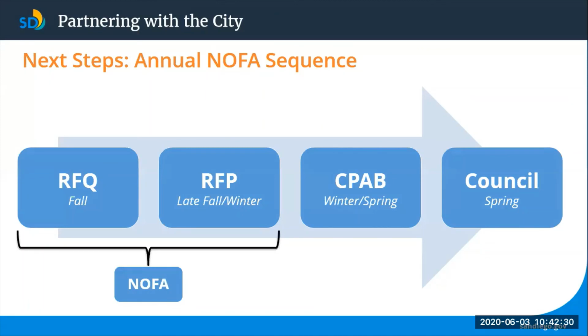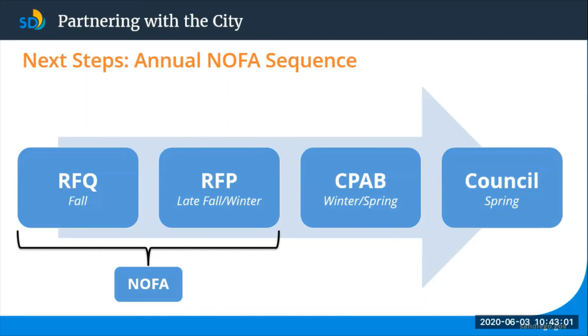So our next steps: we are entering contracts now for fiscal year 21. Contracts will start July 1st for our fiscal year 21. And then in a few short months, we're going to be looking at our fiscal year 22 cycle. So around September, October of this year, we will be looking at starting our request for qualifications process for contracts that would start July 1st of 2021.